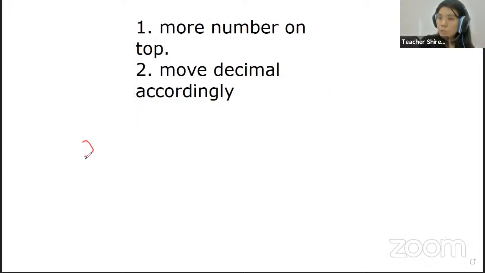Let's say 3 times 2.7. How do you do it? How do you write it in column? Do you write 2.7 on top or the bottom? Good.